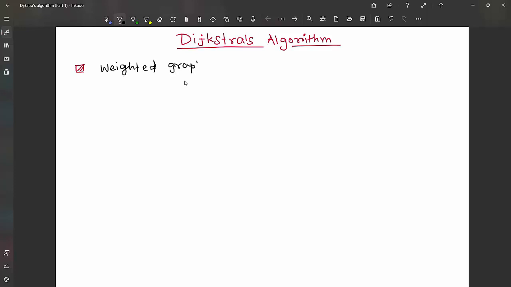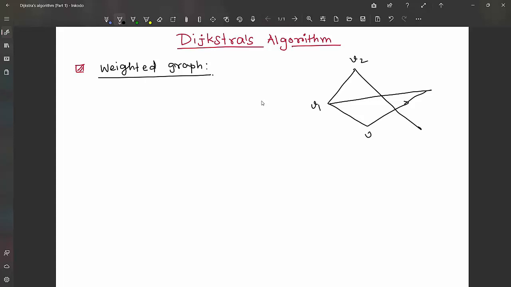So what is a weighted graph? A weighted graph means a graph in which every edge is assigned or associated with some real value. So just take this graph, and if you see here, the vertices are v1, v2, v3, v4 and v5, and you can see that there are no values on these edges, so that's why this is not a weighted graph.